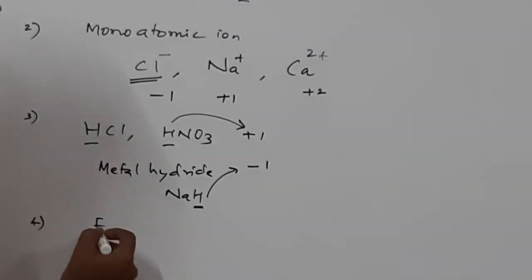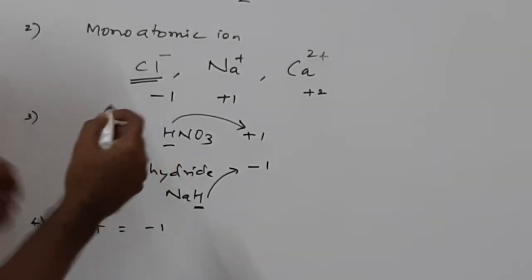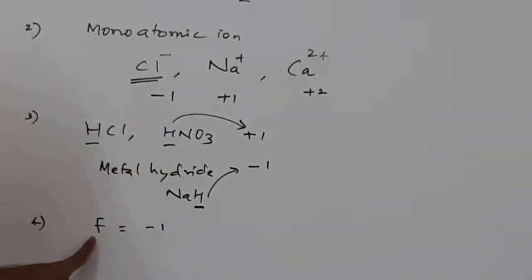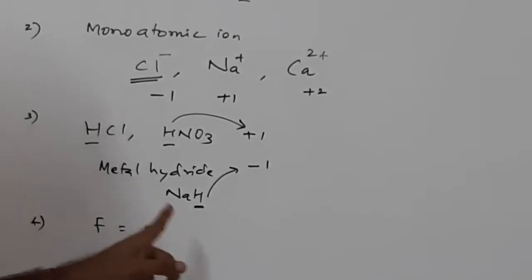The oxidation number of fluorine in all compounds is always equal to -1. So the oxidation number of fluorine in all compounds is always equal to -1.